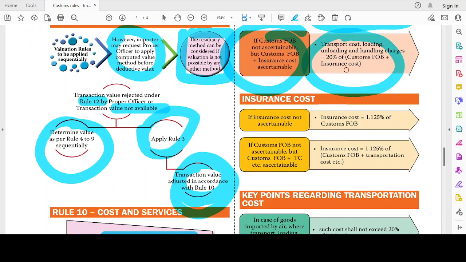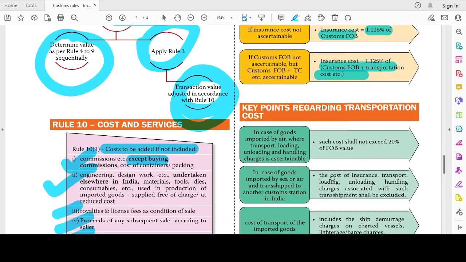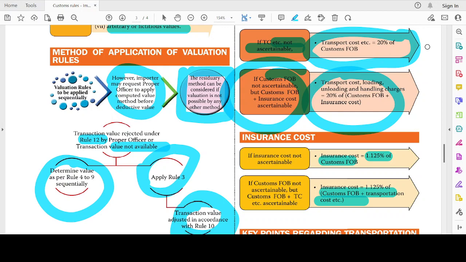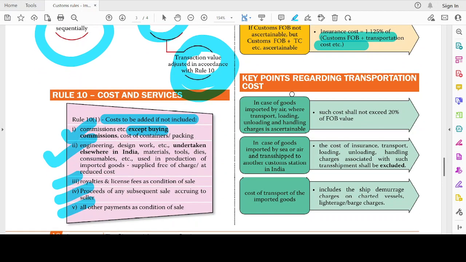Insurance cost is 1.125% of customs FOB, or 1.125% of customs FOB plus transportation cost. Now, either one will generally be given. Okay, don't worry. See, if both are not given, the first one will be applied, right? Customs FOB will be there. If only one is given, then the other way will be the method to be applied. Then, key points regarding the transportation cost.